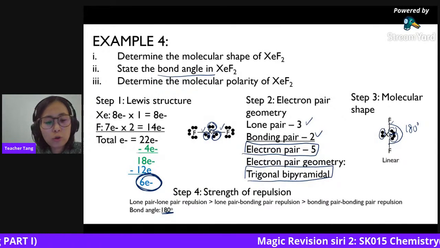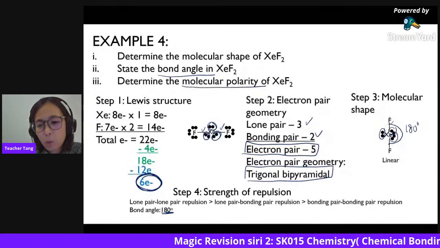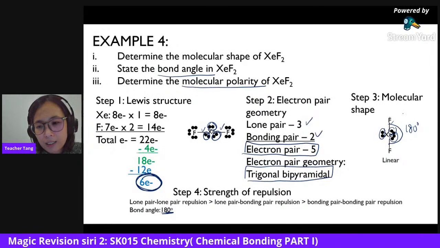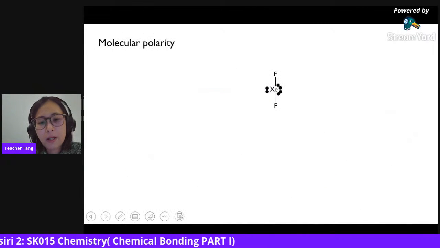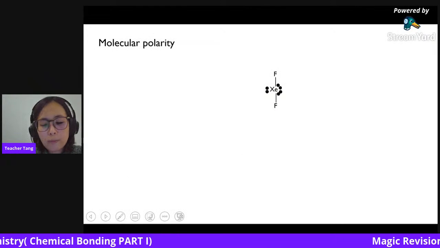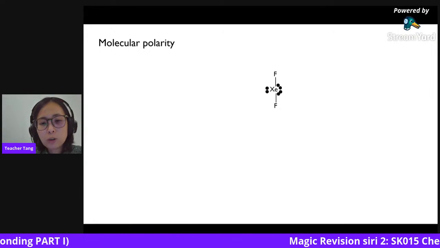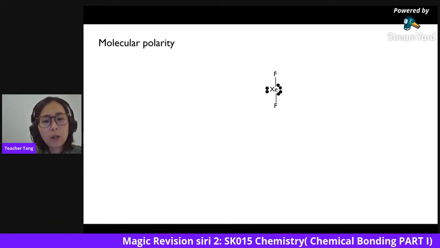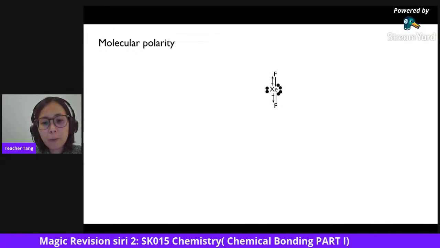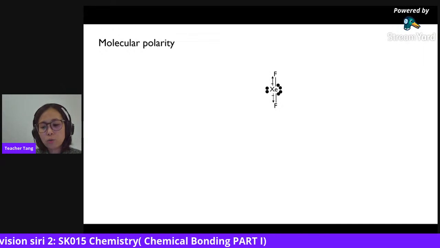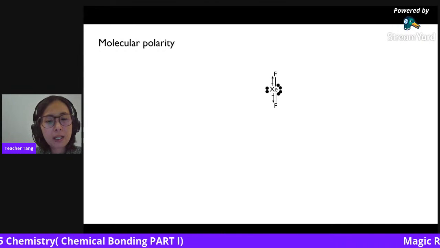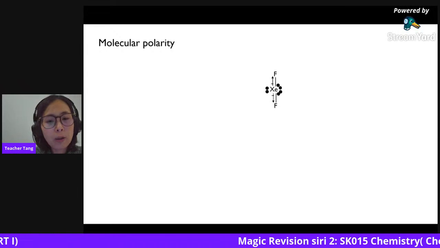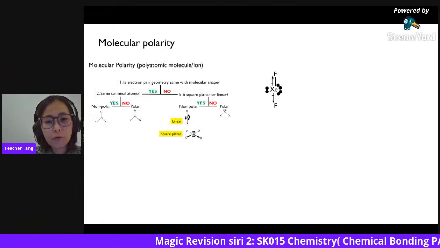So to determine the molecular polarity, we need to determine it based on the molecular shape. For this, first we must draw the bond dipoles between Se and fluorine. Fluorine is more electronegative, therefore the bond dipoles should point towards fluorine. And then in order to determine whether SeF2 is a polar or non-polar molecule, we go through the flow chart.